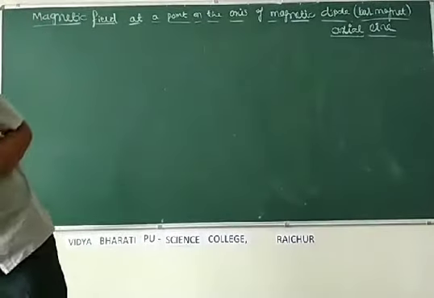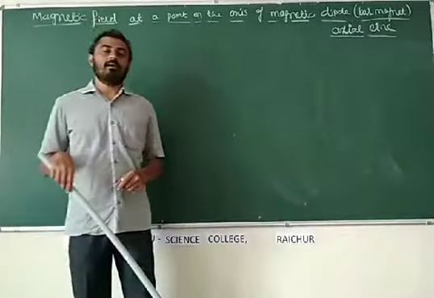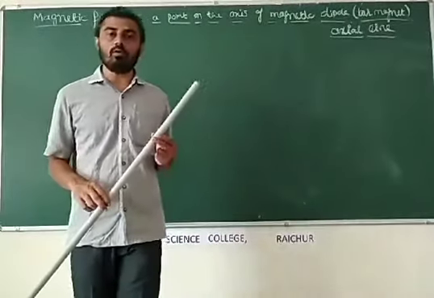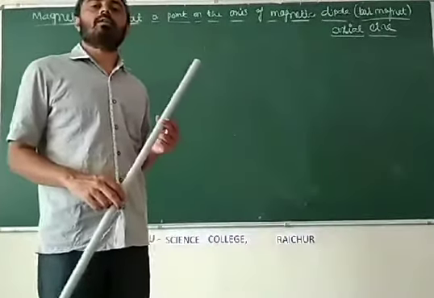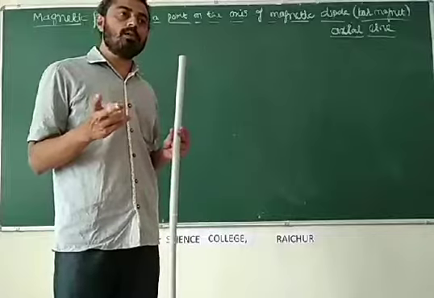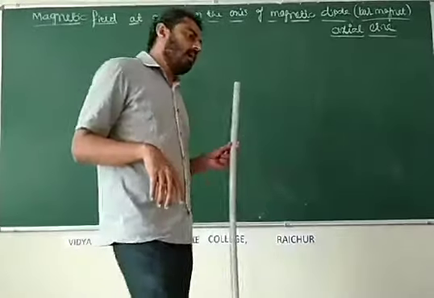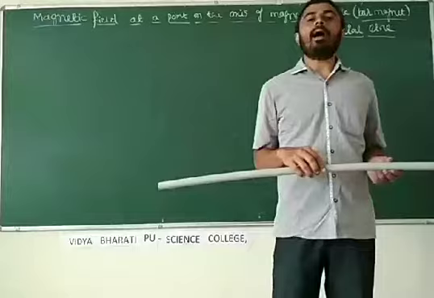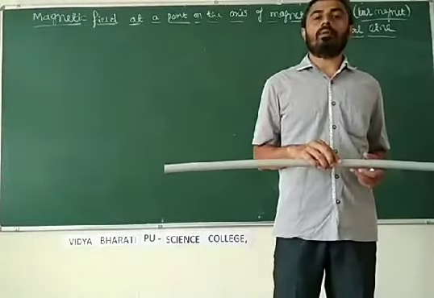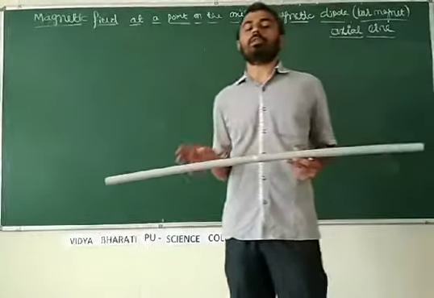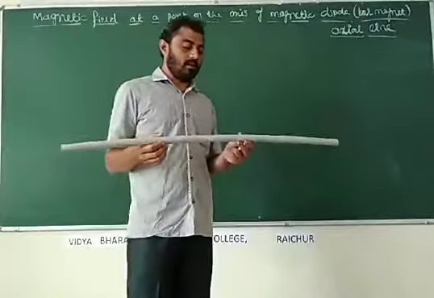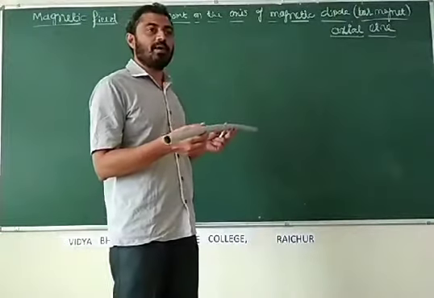Now, it is already seen how a current carrying solenoid is equivalent to a bar magnet, because a bar magnet will have two poles, north and south. In the same way, a current carrying solenoid also acts like a dipole, because that also will have two poles, north pole and south pole. To show you, I just took this plastic pipe.